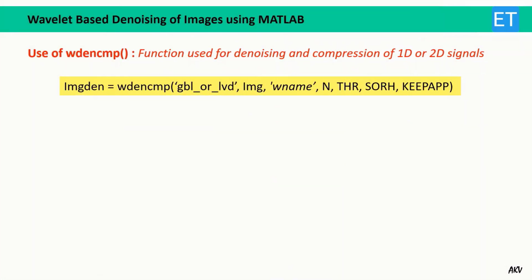Okay, so now let's see the 2 important MATLAB functions which will be used in denoising. The first is the wdencmp. This function is found in all older versions of MATLAB, and it can be used for denoising for both 1D as well as 2-dimensional signals. So you can use it for audio as well as images. And this is the basic syntax.